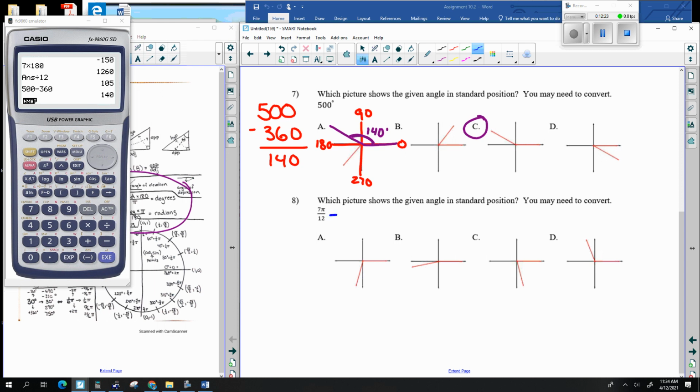My advice would be to convert this into degrees right here. So 7 pi over 12, I'm going to multiply by 180. So this is 105 degrees. Then I would do the exact same process. Where would 105 degrees fall? If this is 0, 90, 180, 105 degrees is pretty close to the 90 degree mark, a lot closer to 90 than to 180. So it'd be just a little bit bigger than 90 degrees.